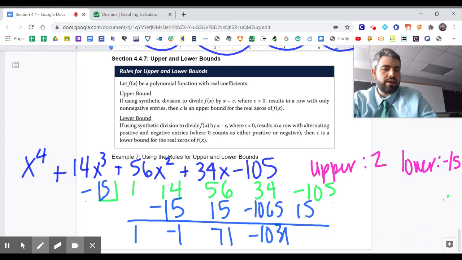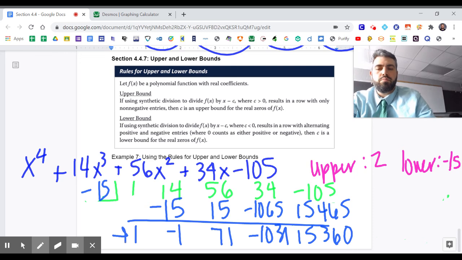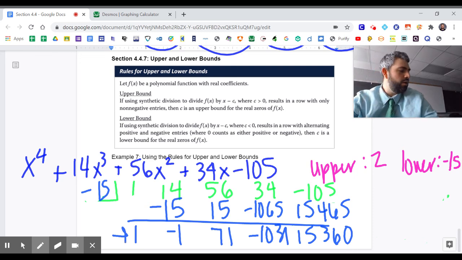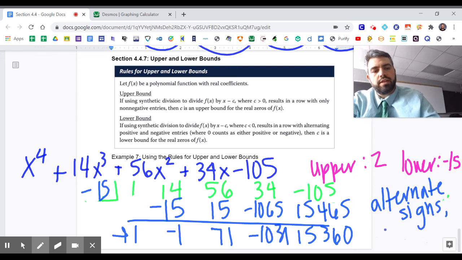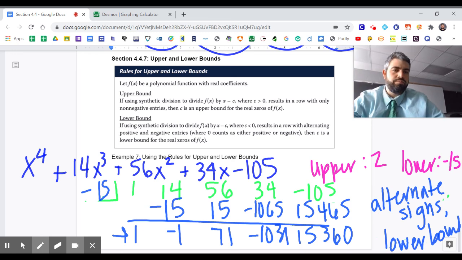This is a big number, 15,465. And then I add down and I get 15,360. Now, what do you notice about all of these numbers? Positive, negative, positive, negative, positive. Because they alternate signs, we know that it's the lower bound. If it didn't alternate signs, if it was positive, positive, negative, positive, negative, it wouldn't be considered a lower bound. So that's just helpful information.